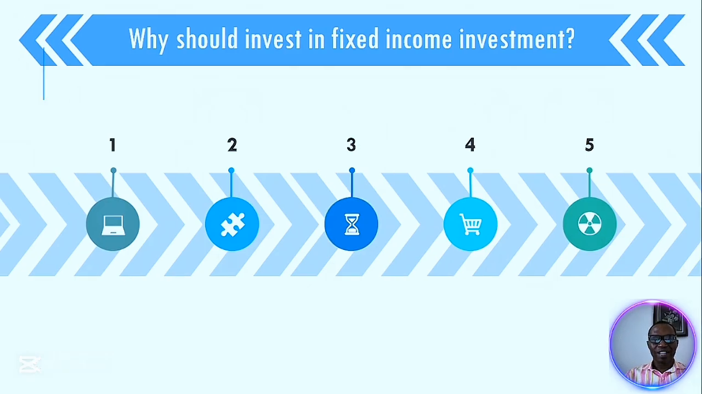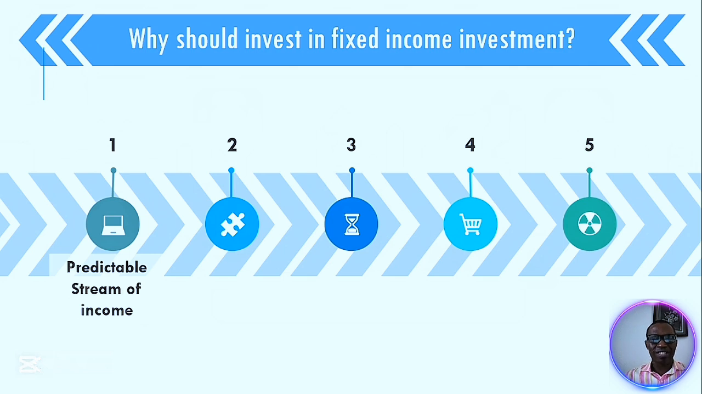Why should you invest in fixed income investments? Why is it beneficial to you? Number one is a predictable stream of income. You can bank on it. You can use it to complement your active income. Fixed income investment income is passive, which means your money is working for you. You put in your money, and without doing anything, your money generates returns for you. So, a predictable stream of income.